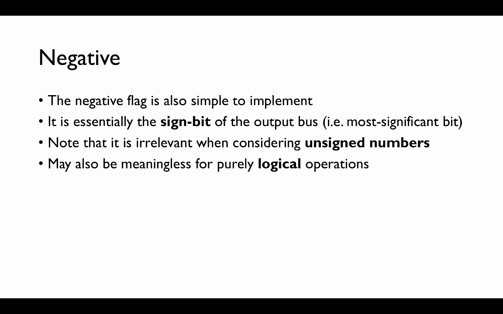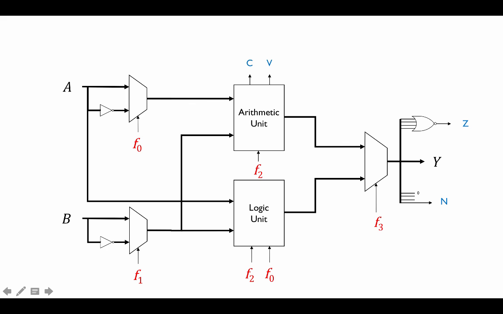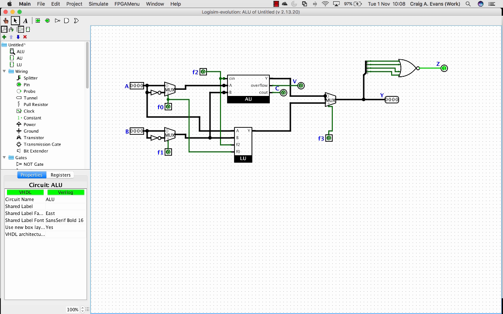And the final flag is just the negative flag. So that's essentially the sign bit. So when the sign bit is a 1, we know the number's negative. So that's N. I'll just connect that up to bit 3.